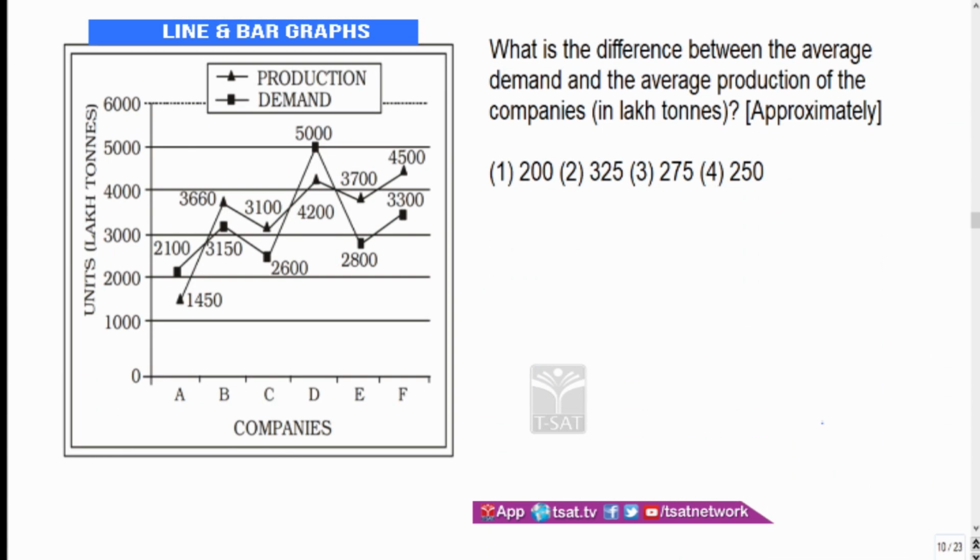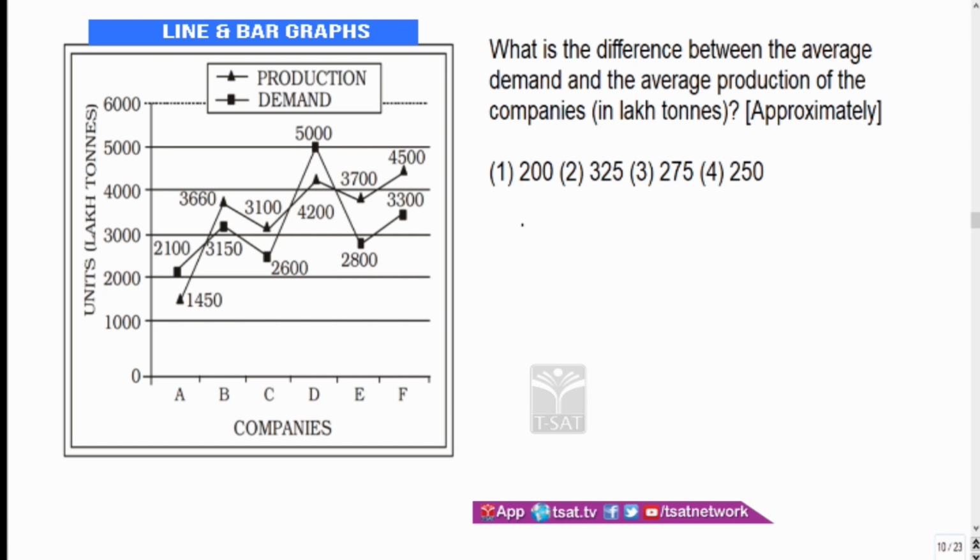Look at the next one here. What is the difference between the average demand and the average production of companies in lakh tons approximately? So he is asking you the difference between the averages. What you can do is find out the difference and then find out the average of it. He is asking the difference between the averages; we can find the average of differences. Both of them are actually the same.